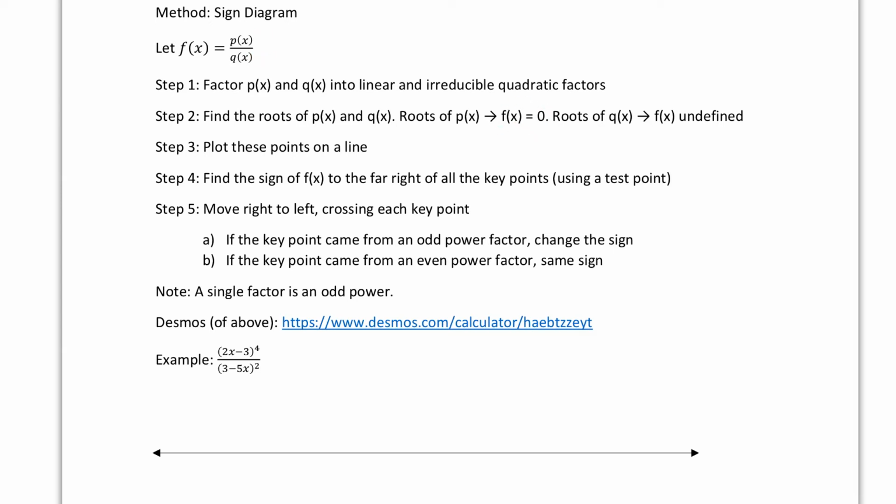And if you get a root from the bottom, that's where f(x) is undefined. And we're going to plot those slightly different on the graph. Then you plot these points on a number line. You find the sign of f(x) to the far right of all the key points. We use what's called a test point.